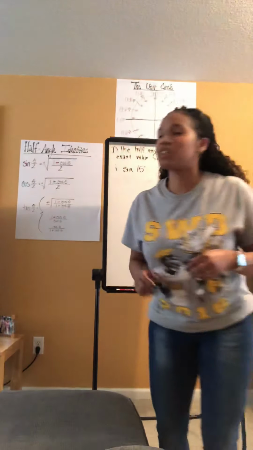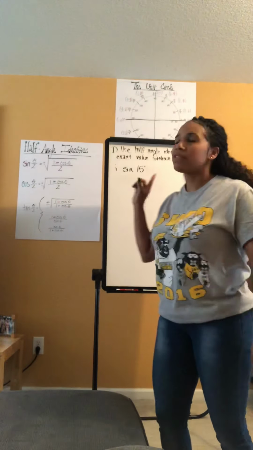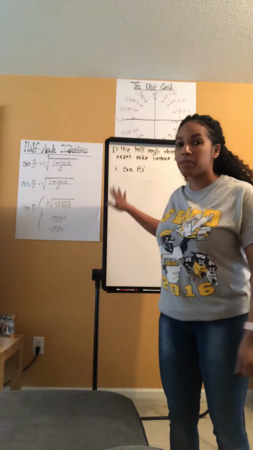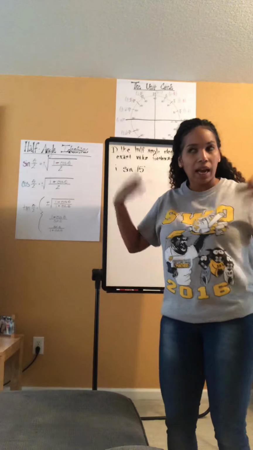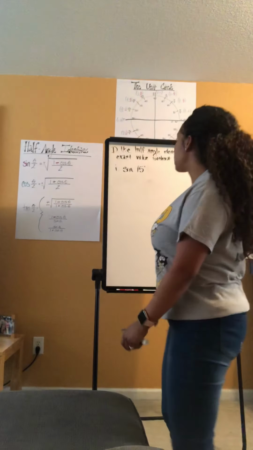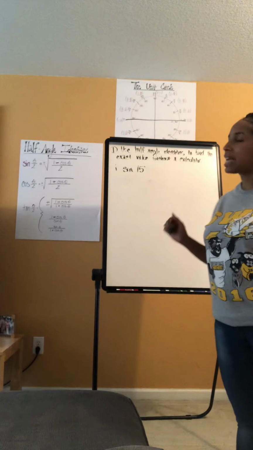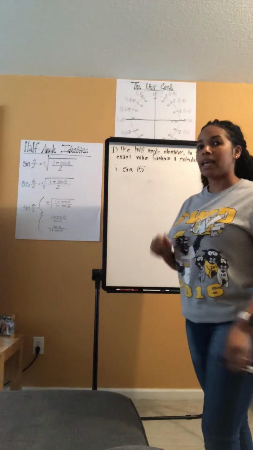All right, so let's give this a try. On your 5-4 part 2 examples, we didn't get to example D. That was what I was supposed to be teaching today. So we're still going to do that. We're going to use half-angle identities to find the exact value without a calculator.